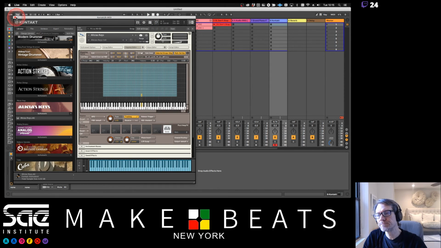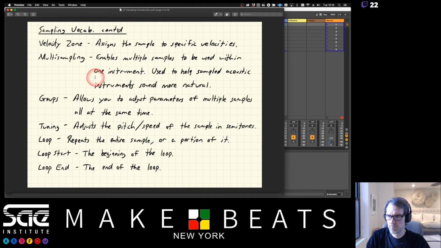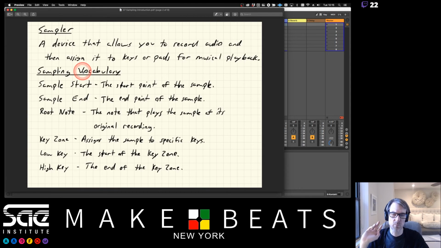So these samples can get really big because of multi-sampling. And multi-sampling just allows us to make the instrument sound more realistic, or it allows us to put different samples onto one keyboard so we can play it back really easily. So multi-sampling is your best friend, and that really goes in conjunction with key zones here.